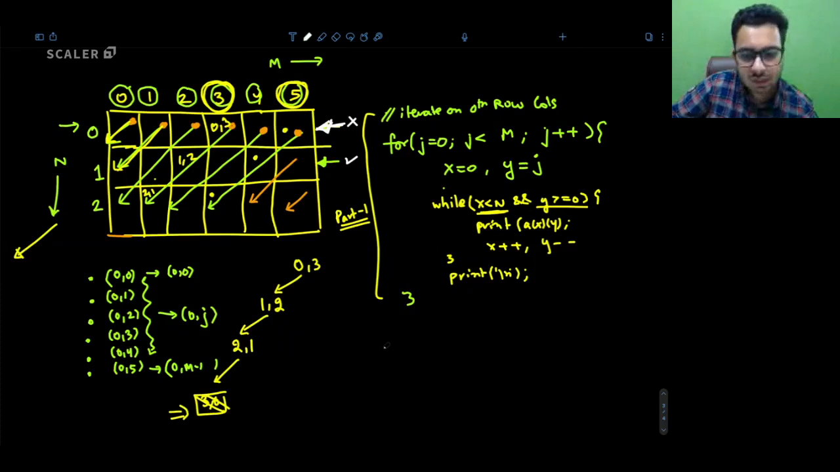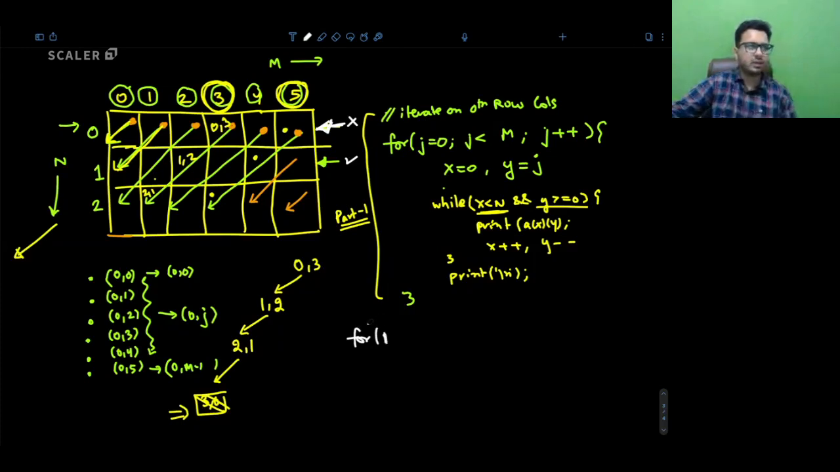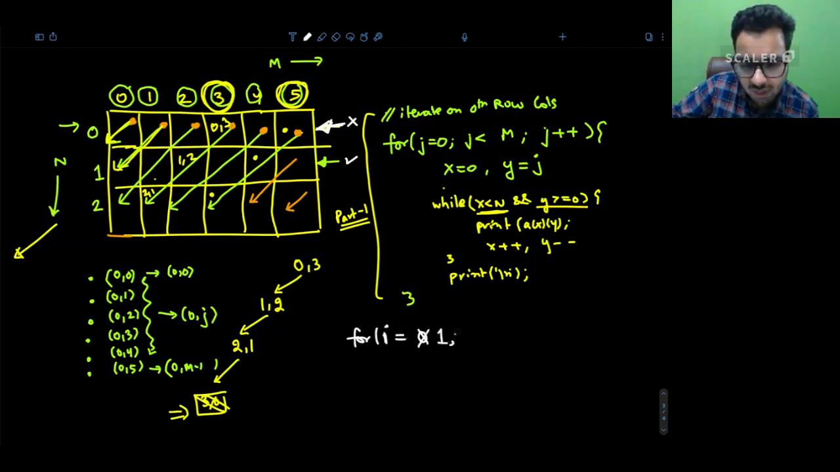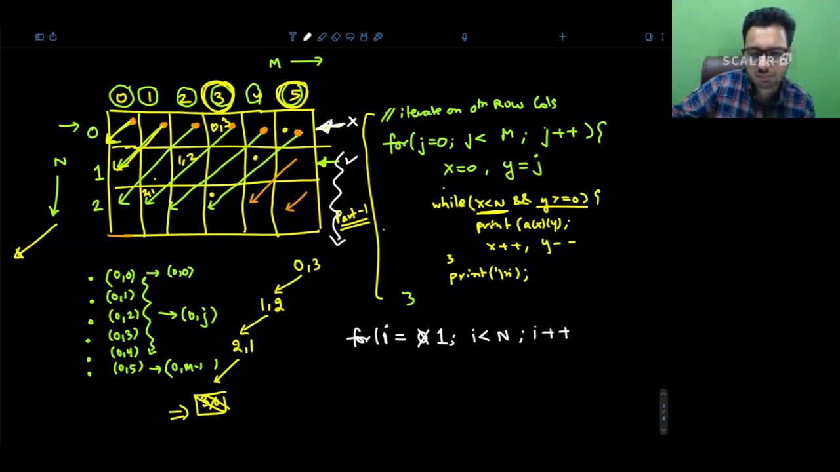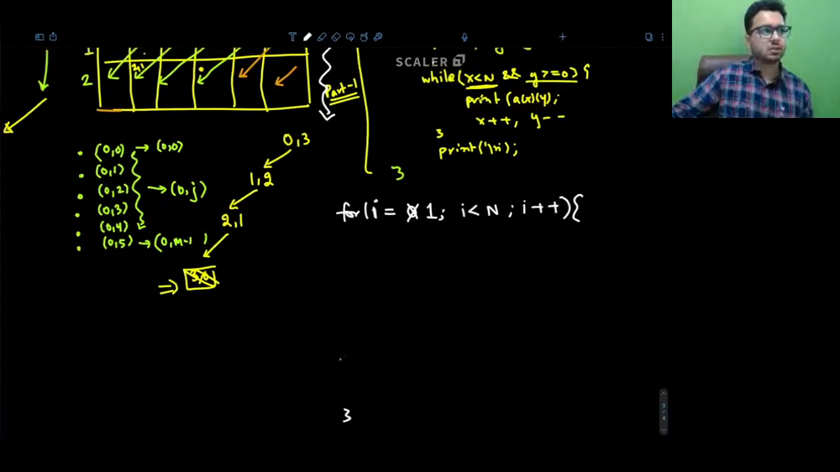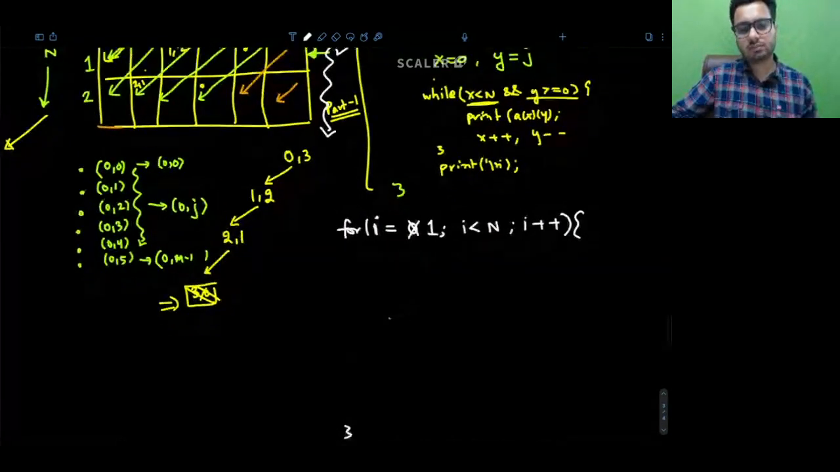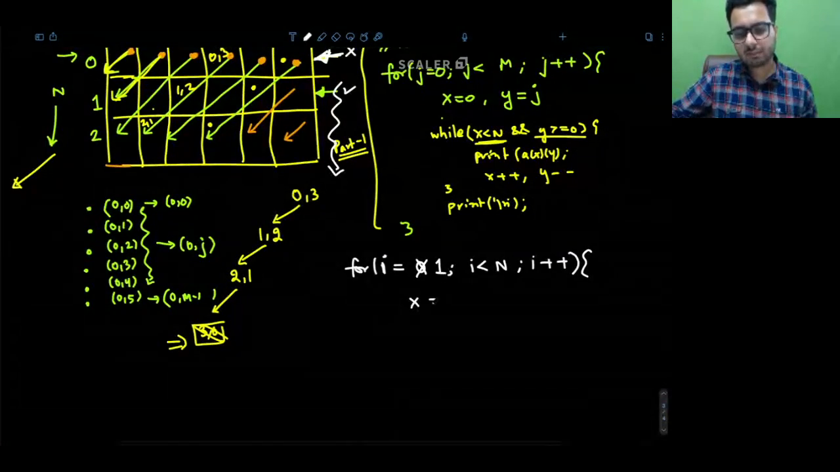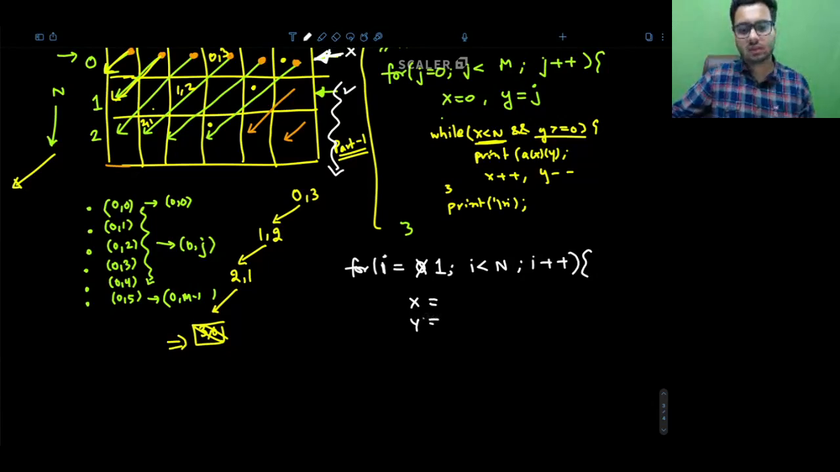So I will start from row number 1. Let me call it I, equal to not 0 but 1. I will go for all the rows, I less than n, I plus plus. So that means I'm iterating over these rows. Where should I set my x comma y? What should be my starting point? The last column of the ith row. So column number is m minus 1. What is the row number? I.